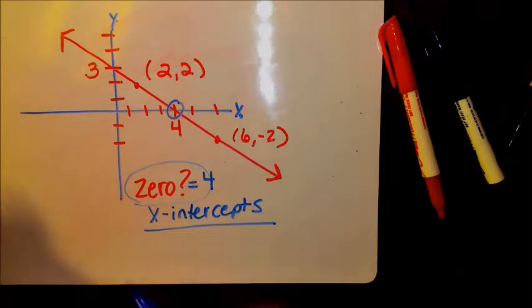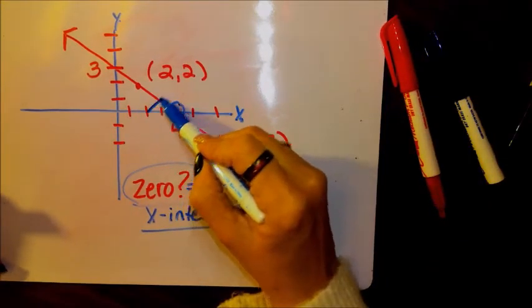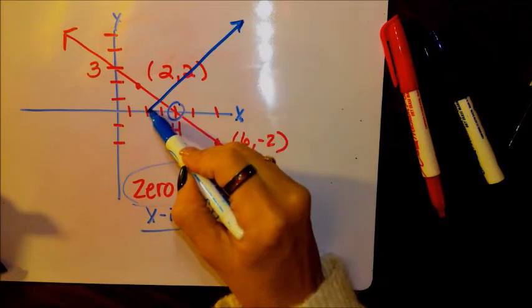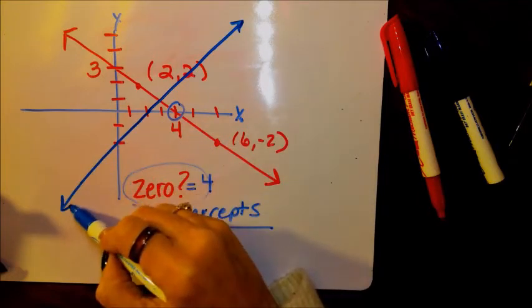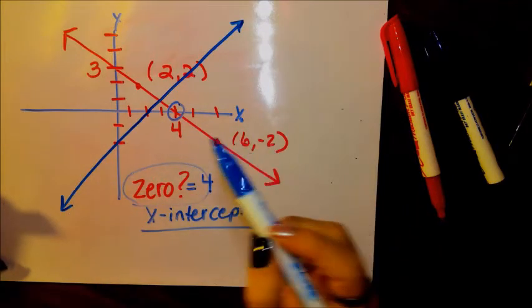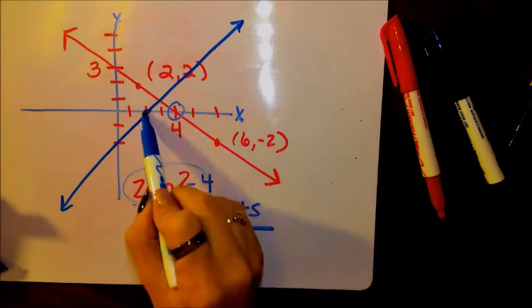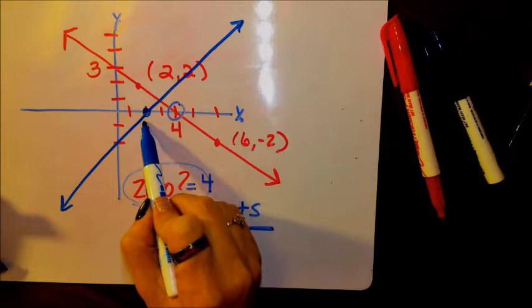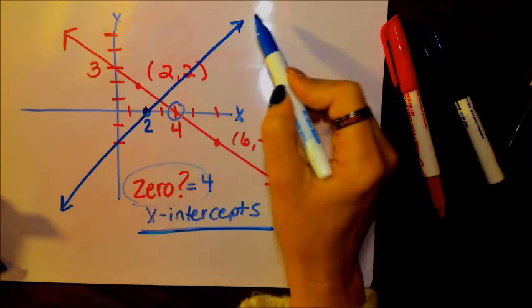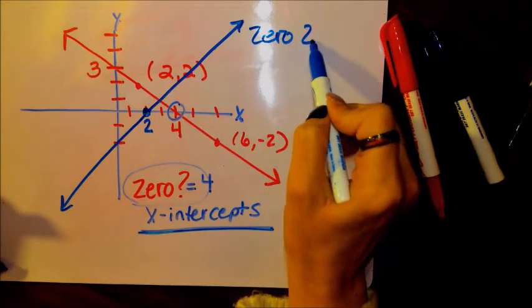Now, let's do a different one. What if I had a line that did this? And I say, what's the 0? You'd say, oh yeah, the zeros are the x-intercepts. Here's the x-intercept, so that's at 2. So the 0 would be 2.